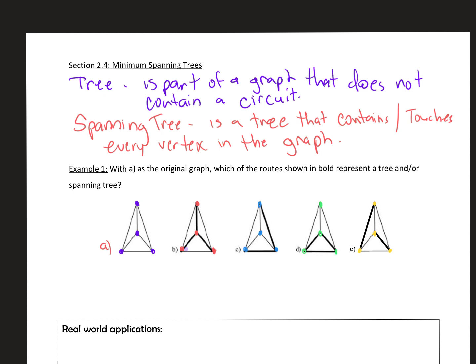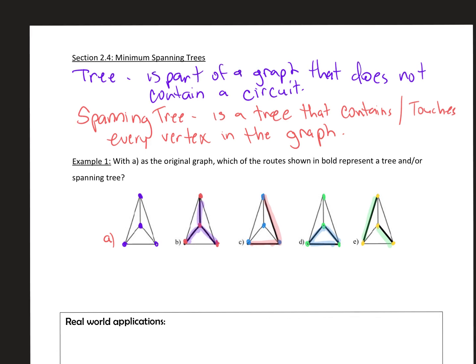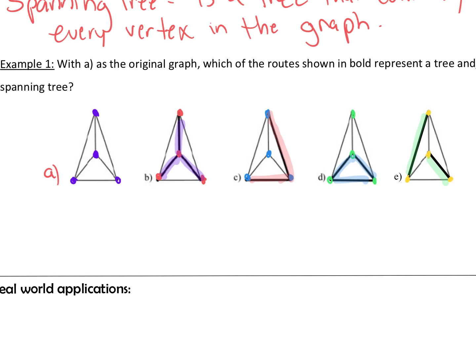I'll highlight them for you. So these edges here are the ones that are going to be looked at, okay? The bold black are the ones that we're looking at. All right, so I put my vertices here. So the first one is my original graph, okay?